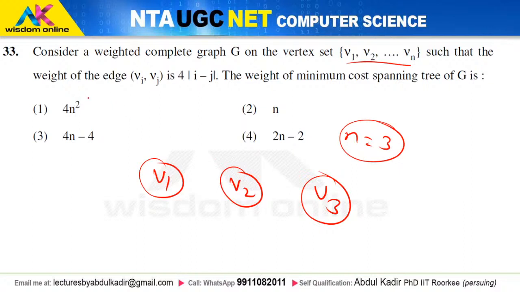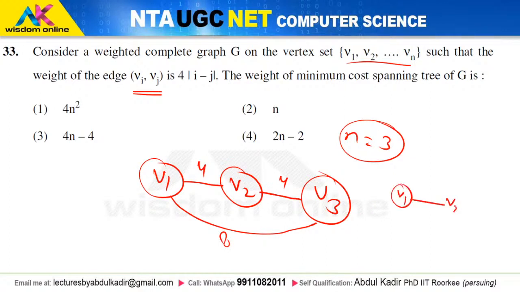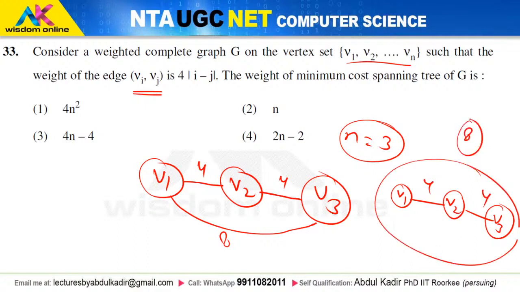Now he is saying such that the weight of edge vi, vj is 4 into |i minus j|. So the weight of this edge v1, v2 is 4 into 1, so this is 4. Now this is again 4. And this is 8. So now you can find the minimum spanning tree. The minimum spanning tree will be simply v1, v2, v3 with 4, 4, and the total cost will be 8. So when you put n equal to 3, the answer should be 8.